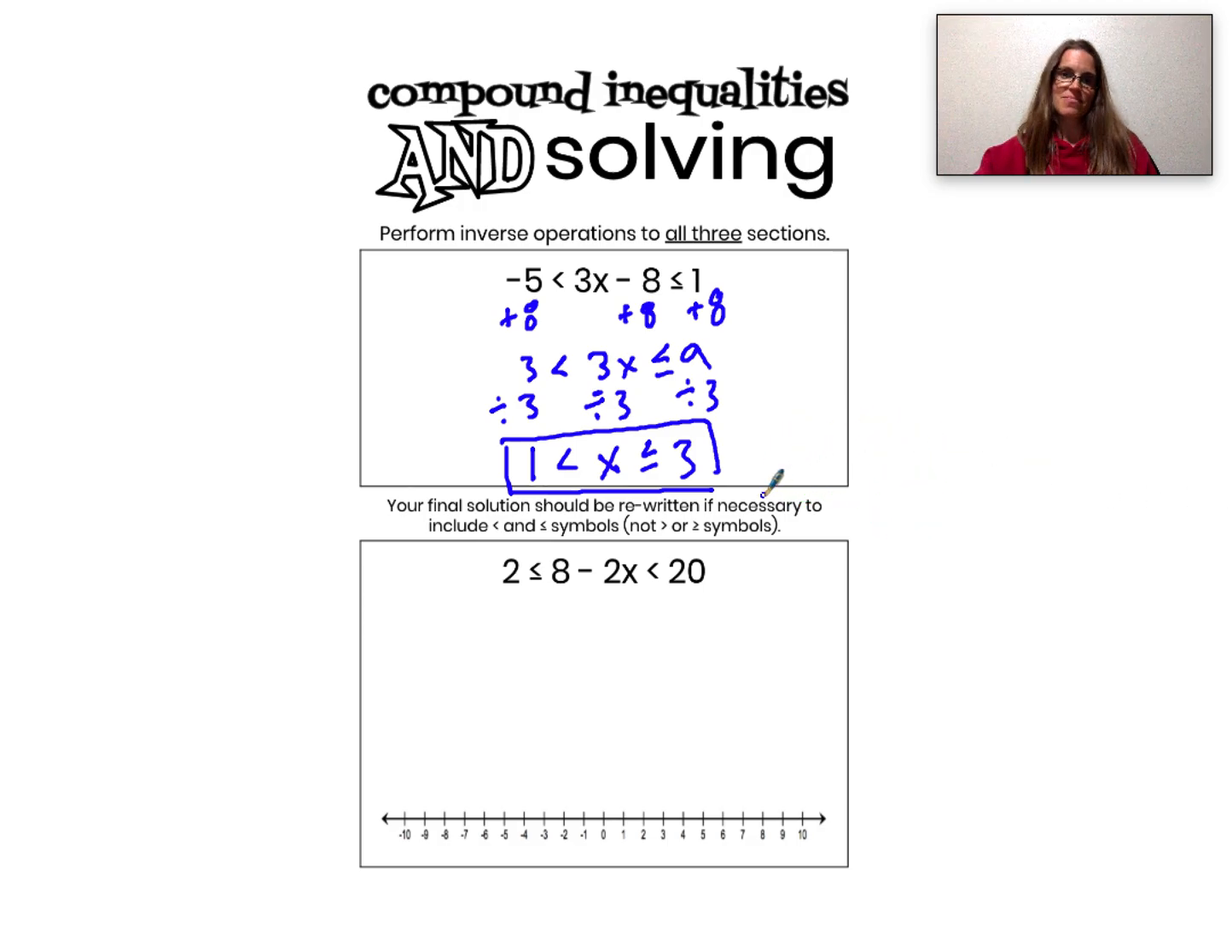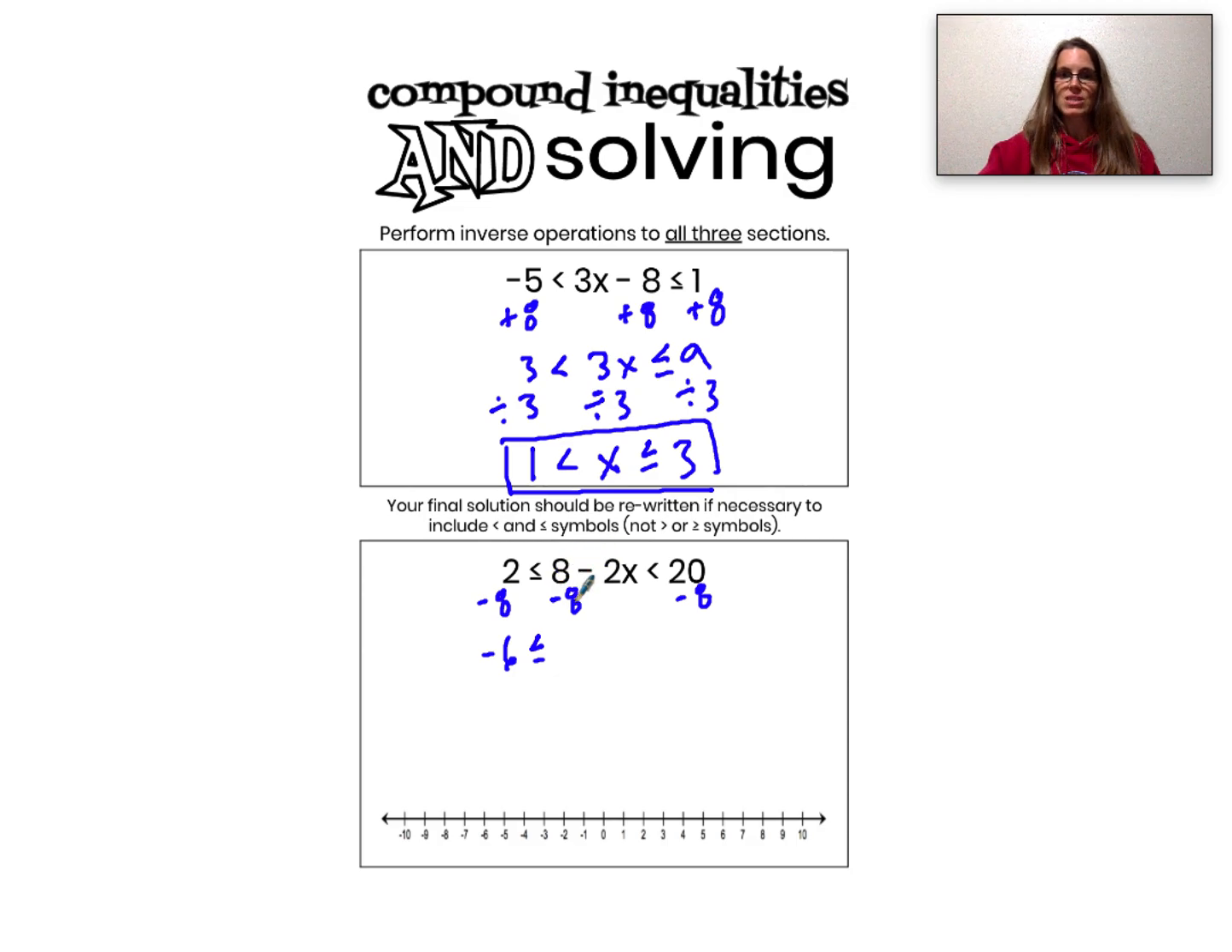Next case. 2 is less than or equal to 8 minus 2x is less than 20. I'm trying to isolate x, so my first inverse operation will be to subtract 8. Since I'm subtracting 8 from the middle, I need to subtract it from the other two sections. 2 minus 8 is negative 6. Less than or equal to stays put.